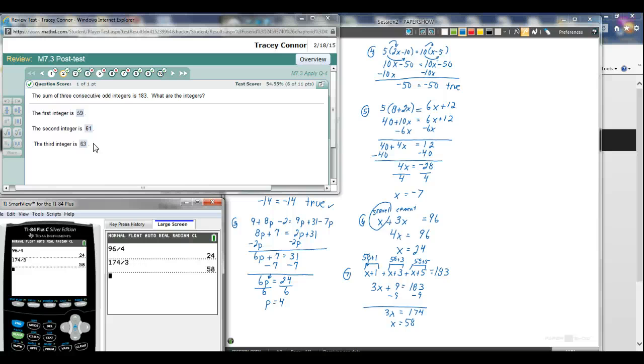You can also just kind of guess and pick a number, say 57, and then try adding 57, 59, and 61, and see if they equal 183. And if it's short, then go up by 2 and then try again. So that's another way to approach it. So here is your lesson on solving linear equations.